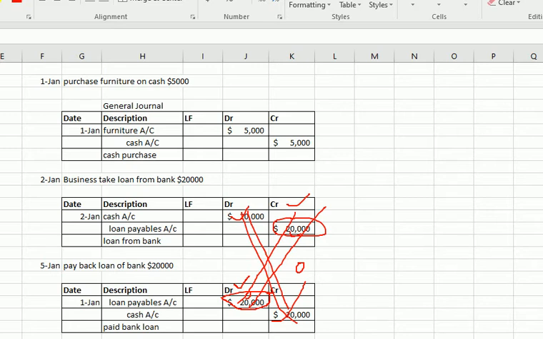Clear? I hope you will understand this one. Acha. So this was the second rule of the liability. This was the first rule of the asset. This is the second rule, of the liability. Here the furniture is an asset. We buy the furniture, so furniture account is increased.